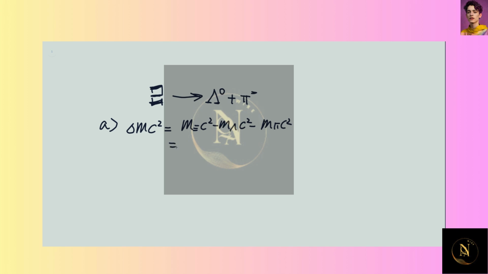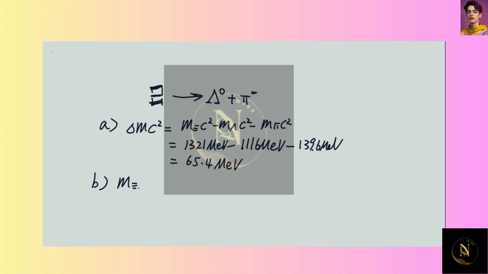The first particle has a mass of 1321 MeV. Lambda has 1116 MeV. The final one has 139.6 MeV. The mass difference is 65.4 MeV, and this equivalent energy is going to show up as the kinetic energy of the final products.